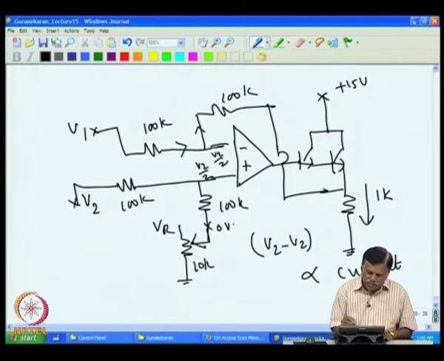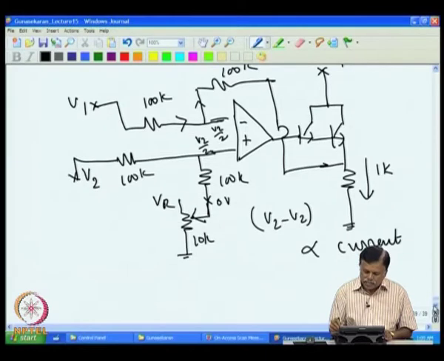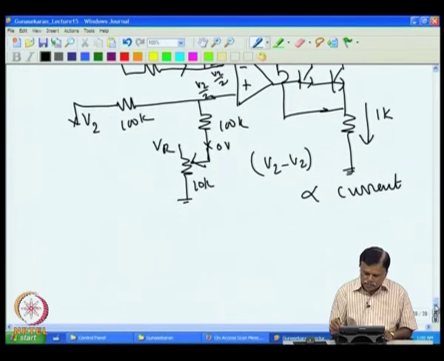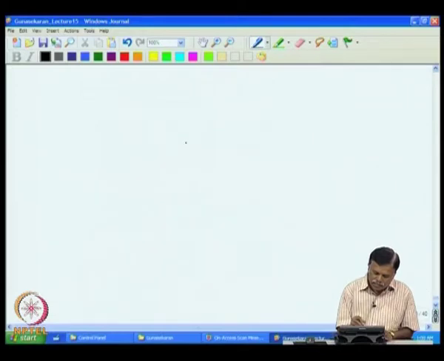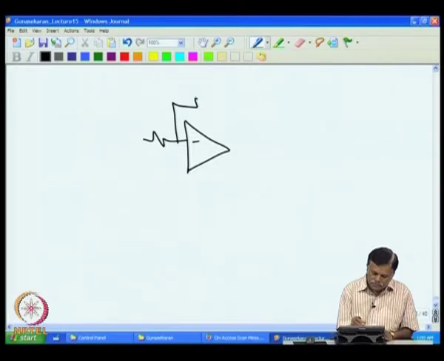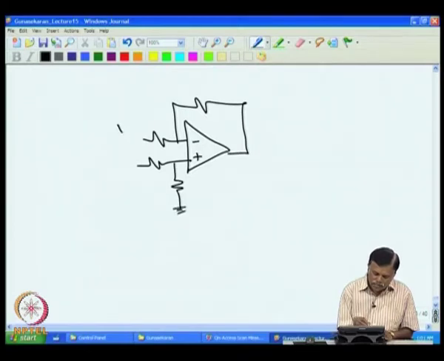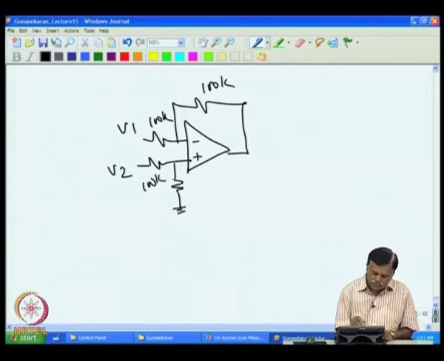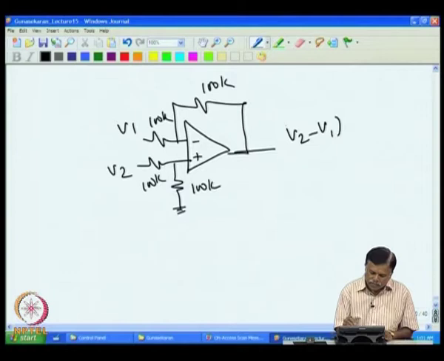Or we can explain like this: first I will go to a difference amplifier and explain, then come back to this and explain how this is connected to current. For example, if I take a simple difference amplifier, if this is grounded and then this is V1 and this is V2, if they are equal values, then I get here V2 minus V1 at the output.